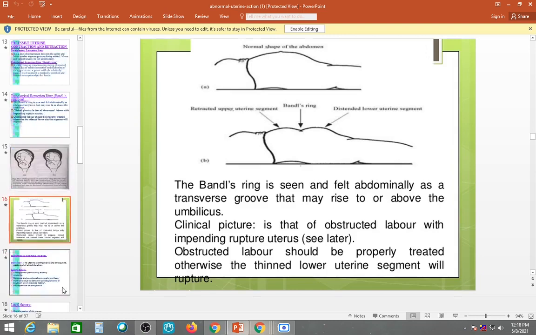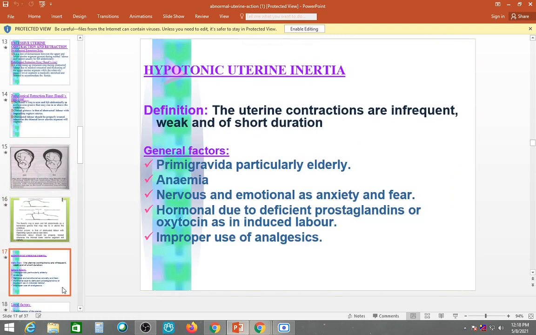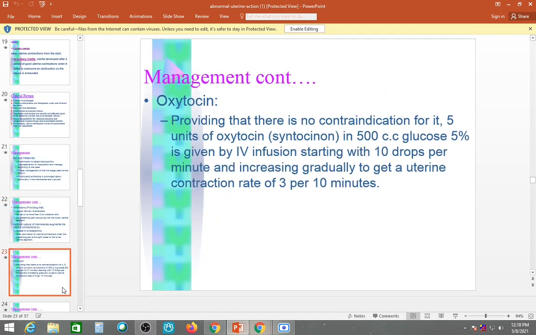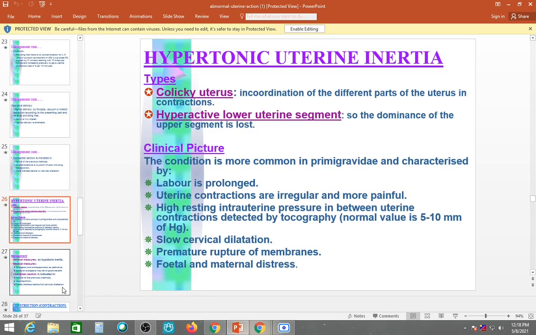Now we already discussed hypotonic uterine inertia till the management. Now we will discuss hypertonic uterine inertia. We have seen that one type of abnormal uterine contraction is colicky pain, hypertonic, then spastic.